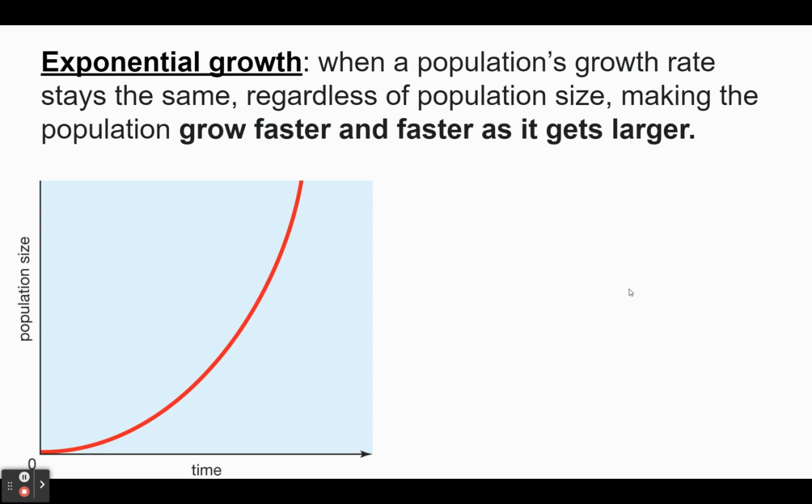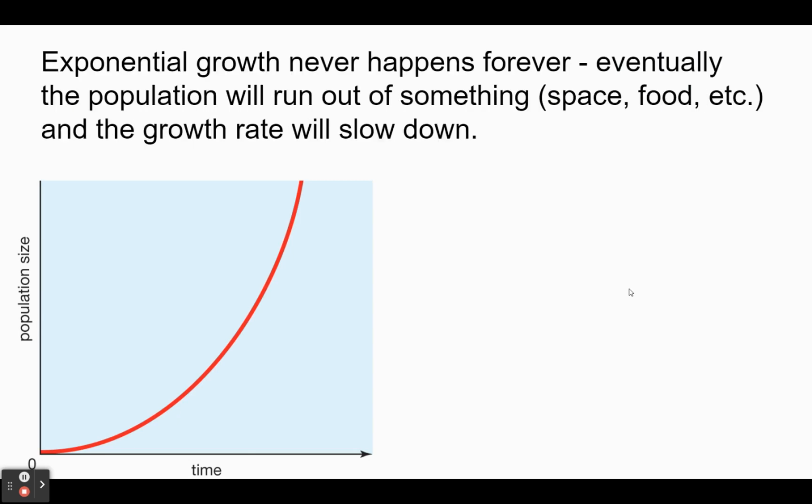However, you might have started thinking about that sturgeon population, and maybe you wondered, is our fish pond really big enough to hold 75,000 sturgeon in 20 years? Will we actually have that many? Is there enough space? Well, no, we won't. Exponential growth never happens forever. Eventually, the population will run out of something, space, food, etc., and the growth rate will slow down.